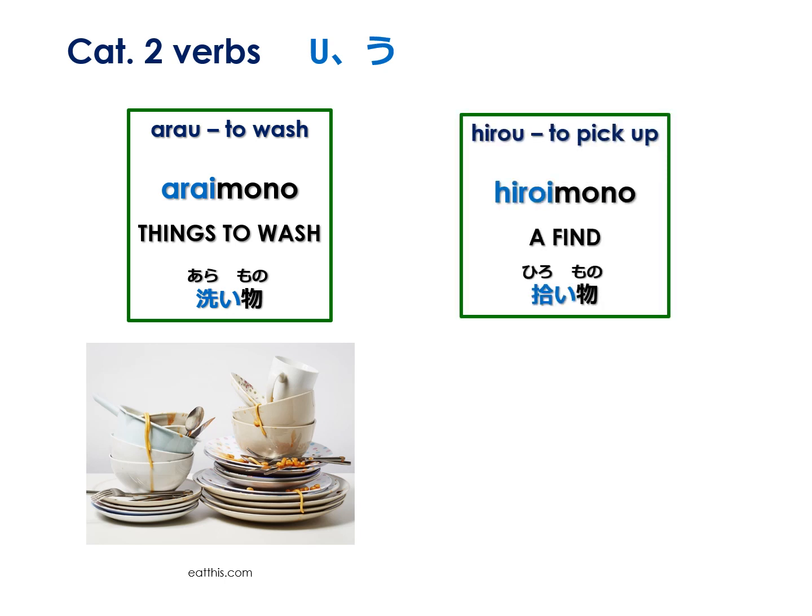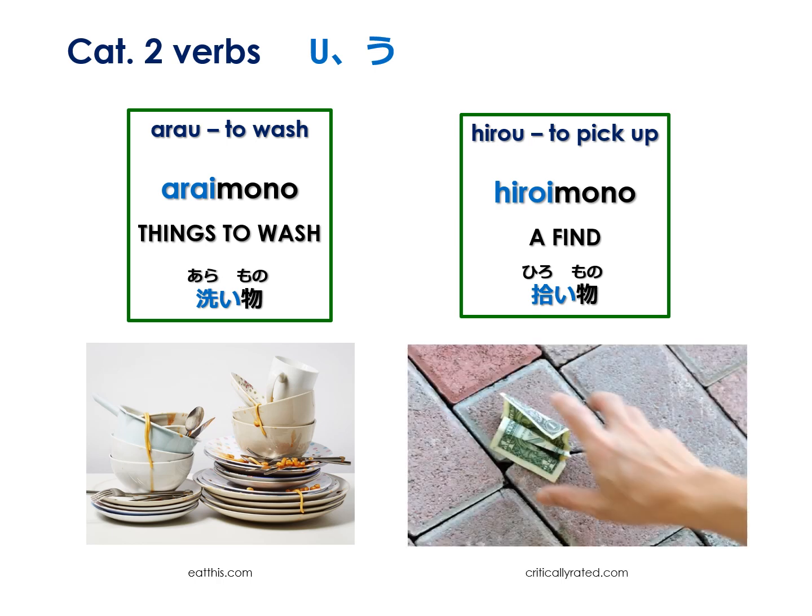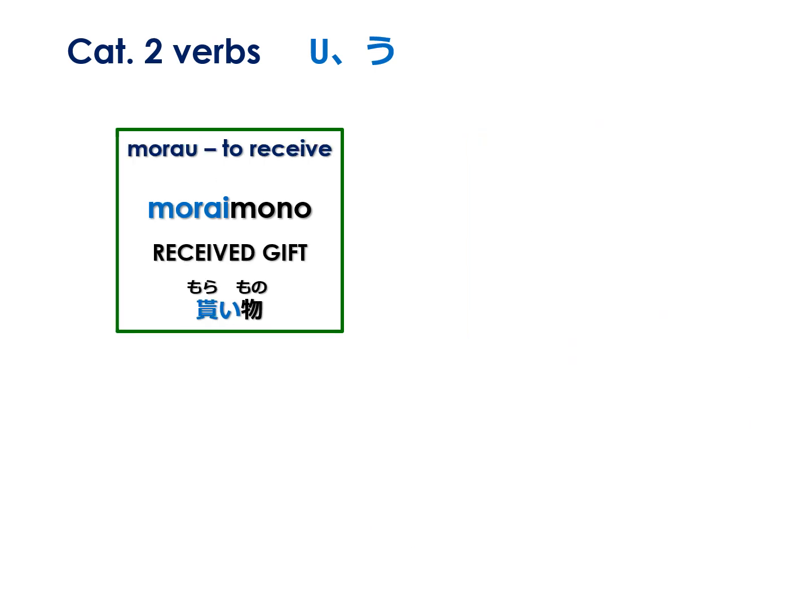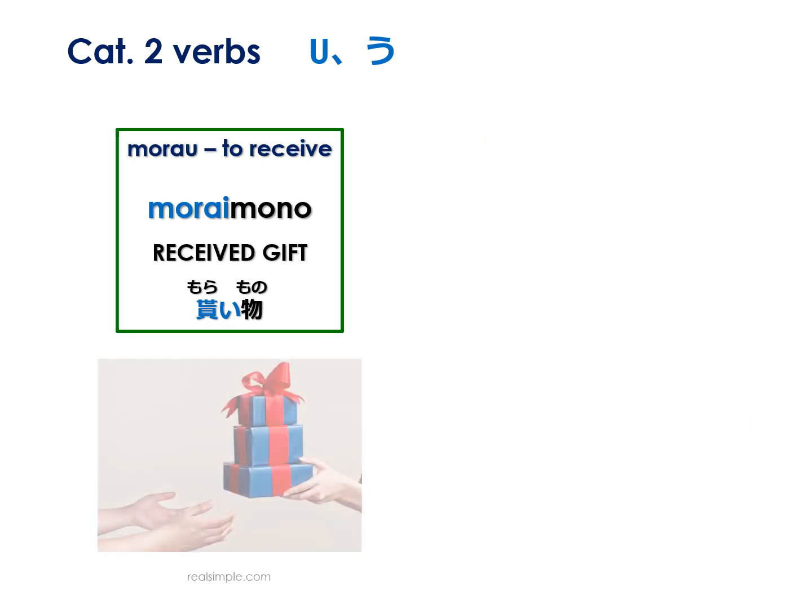Hirou means to pick up, and hiroimono means something you find and pick up on the street. It can also mean something valuable that comes to you easily, such as winning the lottery. Morau means to receive, and moraimono means a gift that's received. Now you can contrast this to okurimono, which is a gift to be given. Moraimono means a gift to be received.